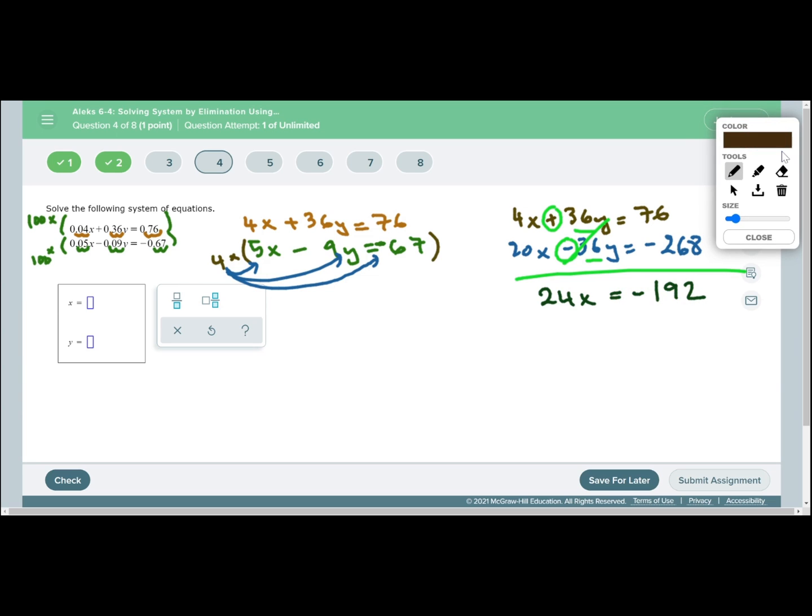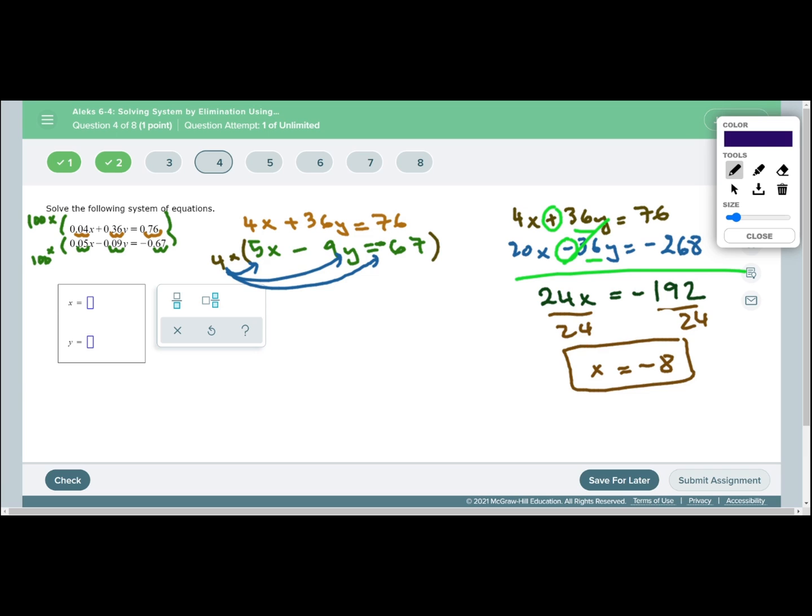Now we're going to divide by 24 on both sides. And we know we get the correct answer if this is a whole number. I don't know why I put negative there. All right. Ooh, big moment here. 192 divided by 24. Yay, it's negative 8. The answer is negative 8. Nice.